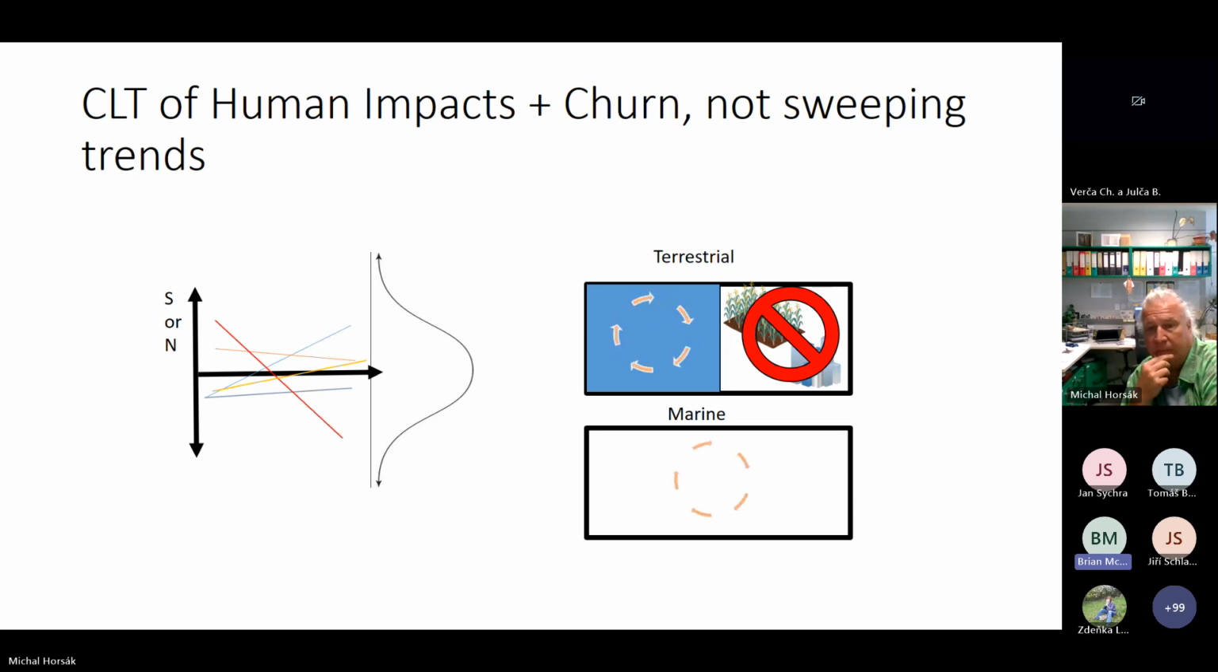Well, first off, the main big effect is we've taken up half the land and half the trees, right? So we've taken away a huge amount of habitat. But in the remaining habitat, we get this central limit theorem kind of response. Some places are increasing, some places are decreasing, but the turnover is very marked, right? So a lot of change, but not so much change. In fact, close to no change in these big picture metrics like richness and diversity. In the marine system, really the main signal is just the churn.